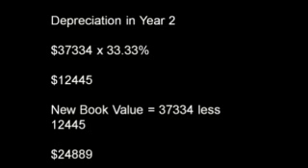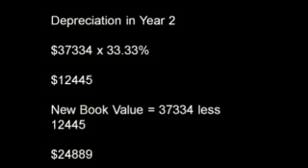The book value of the pickup is the historical cost less the accumulated depreciation. So after year 1 it will be $56,000 less $18,666. That's $37,334. Now consider the second year.